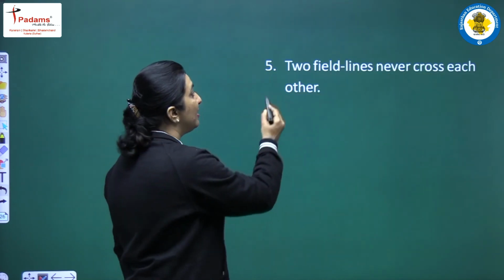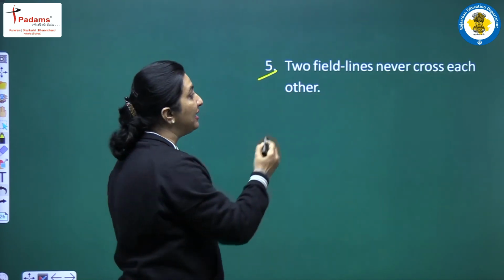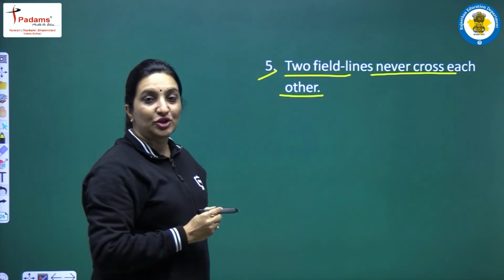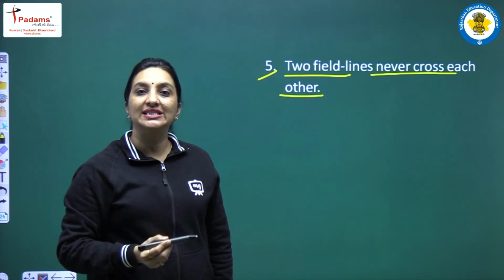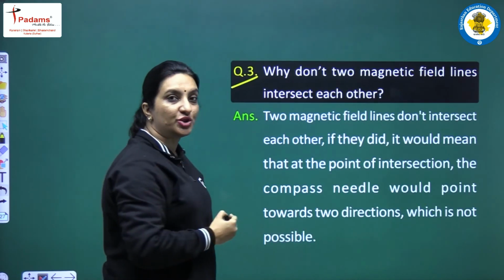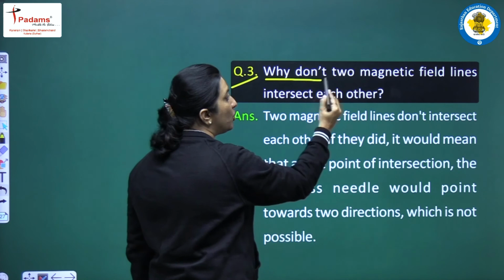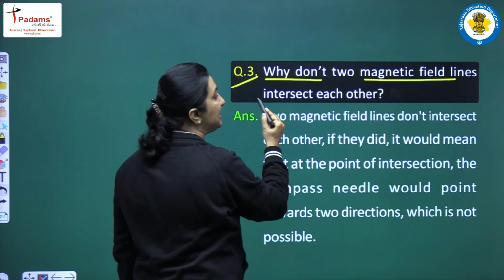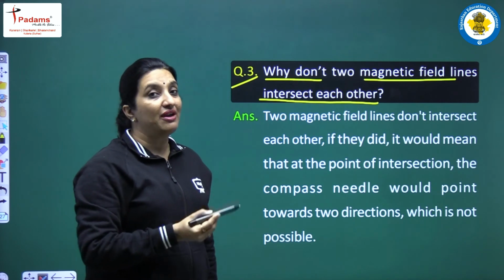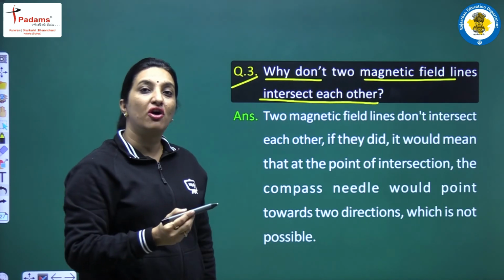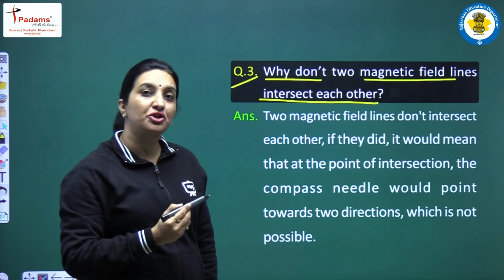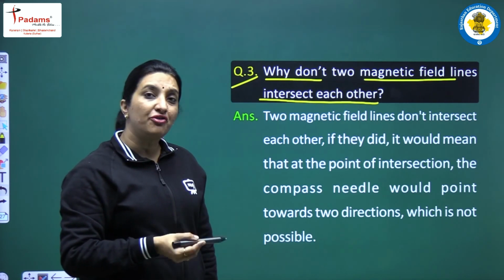Then, students, we have one more property, that two field lines never cross each other. So no two magnetic field lines can cross each other. Now let's see the next question, which is question number 3. Why don't two magnetic field lines intersect each other? Students, we have just written the property of magnetic lines of force, that no two magnetic lines of force cross each other. Why don't they cross each other?